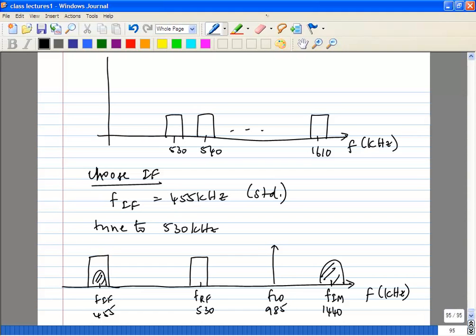Now what is the second thing you notice? If you choose FIF as 455 kilohertz and you want to tune to a different channel, you need a different LO. So your FLO is going to track your FRF. If you want the 540 channel, you're going to have to move to 995 and so on.